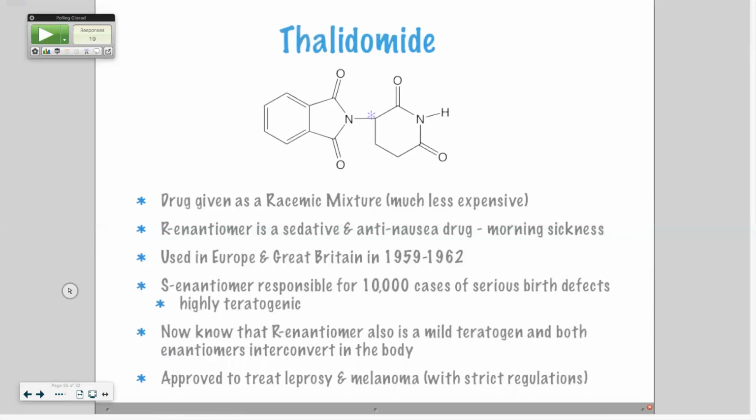It has been approved to treat leprosy and melanoma with strict regulations. And it is being given overseas, and there have been some more signs of birth defects showing up. So there's a big push to globally not allow anyone to use that drug.